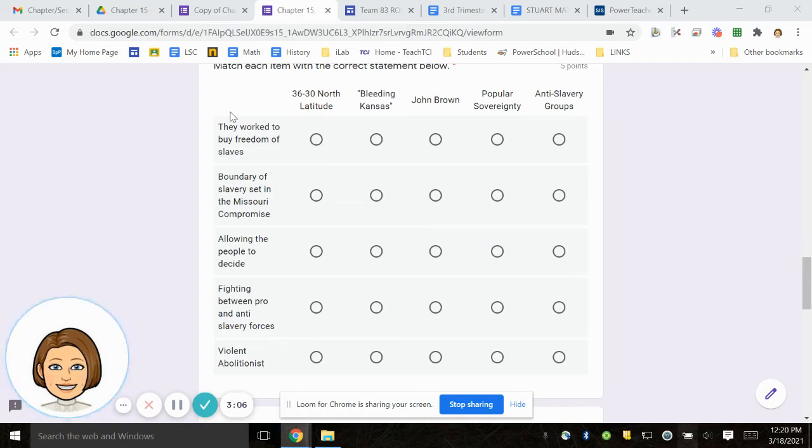Numbers 11 through 15, match each item with the correct statement. Up above, you have 36 degrees 30 north latitude, Bleeding Kansas, John Brown, Popular Sovereignty, anti-slavery groups. Number 11, they worked to buy freedom of slaves.